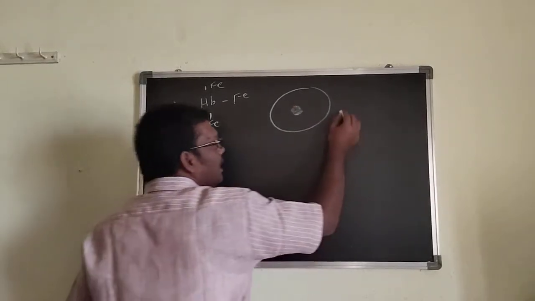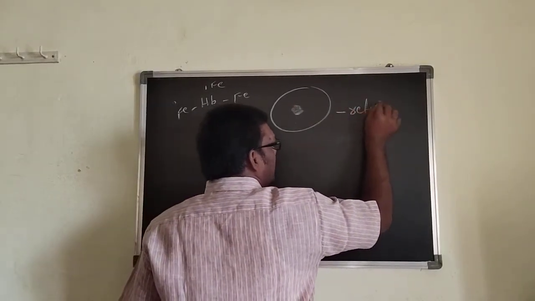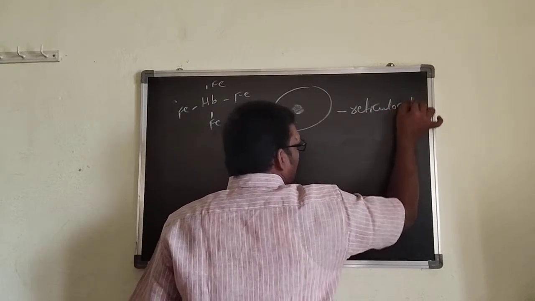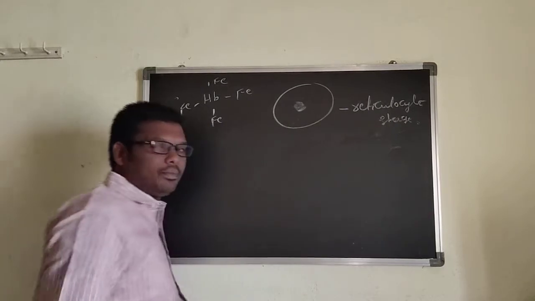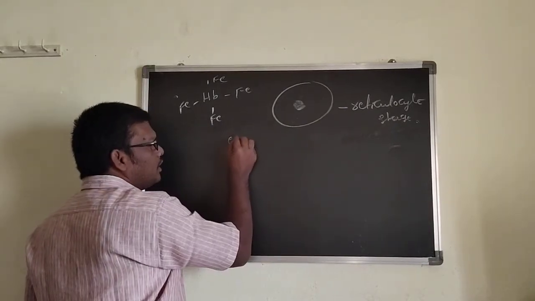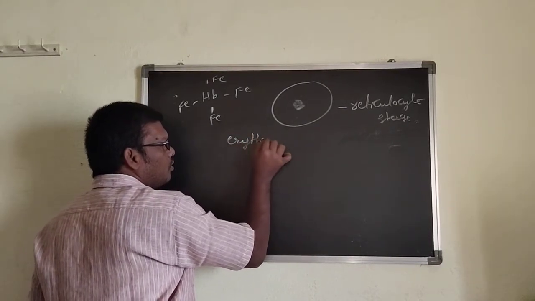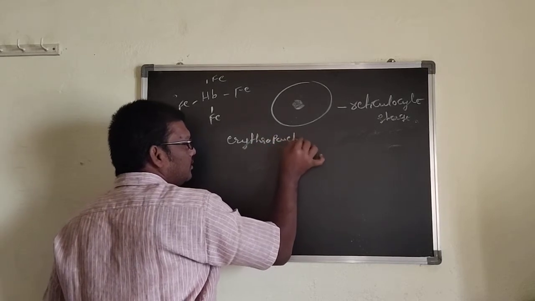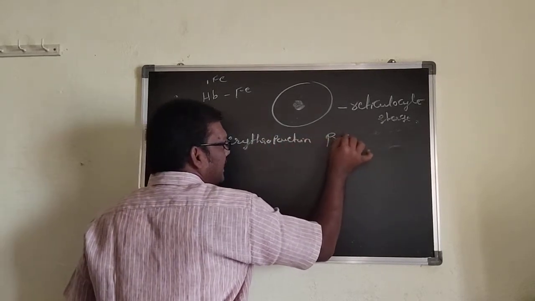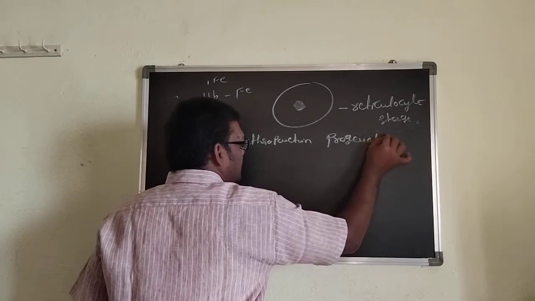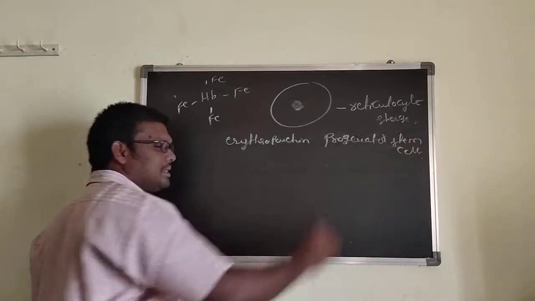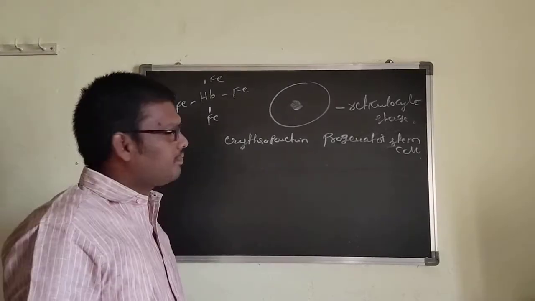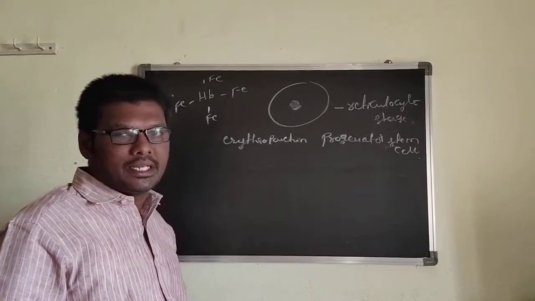In which stage? Reticulocyte stage. What does reticulocyte stage mean? Here, erythropoietin acts on progenitor stem cells. These cells are present in the bone marrow. From that, RBC production takes place.